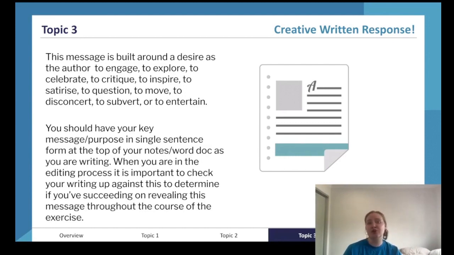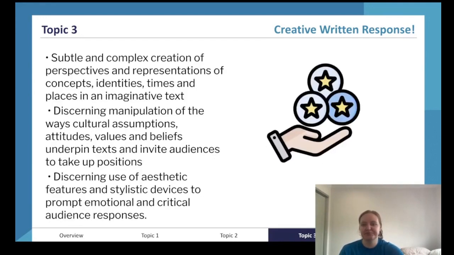It just ensures that you're on track, you're not deviating from it, you're not rabbit holing or trying to include too many elements, because we want to remain clear with what that message is. It's important to check it throughout the writing process, but also in particular in the editing process. And it's going to allow you to determine if you've been successful in revealing this message over time.